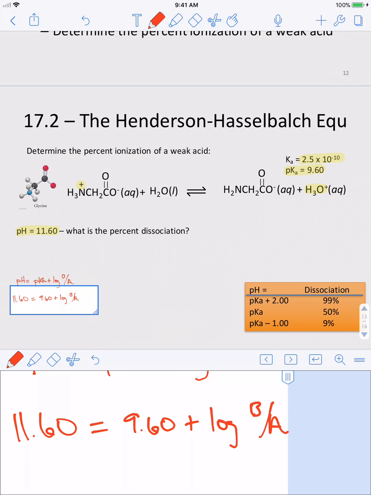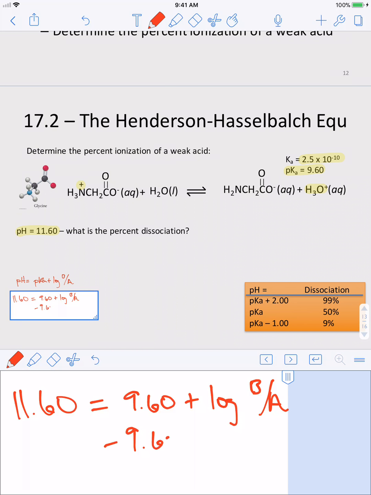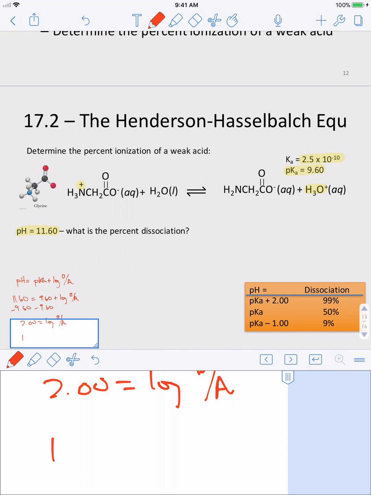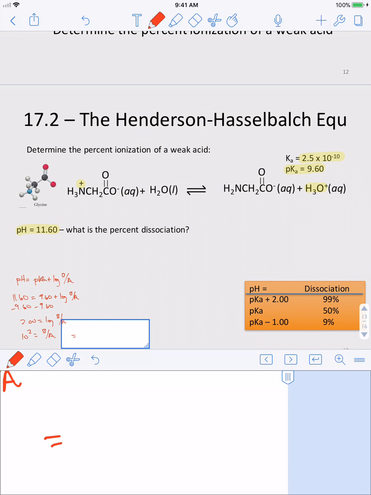Here we just subtract 9.60 from both sides. The difference is 2, so 2.00 equals the log of base to acid. If we want to get rid of the log, we just do an anti-log. It's not negative log this time, so we just have 10 to the 2 equals base over acid. And 10 to the 2 is 100. So in other words, 100 equals the ratio of base to acid.